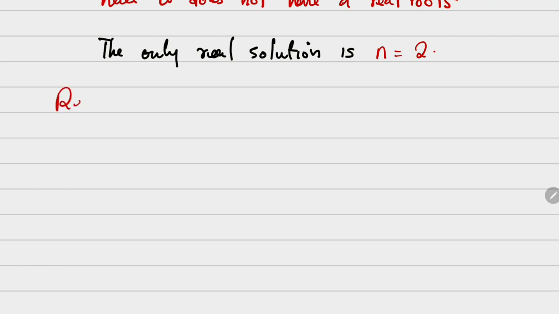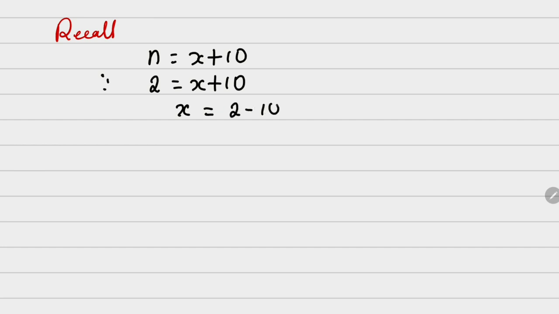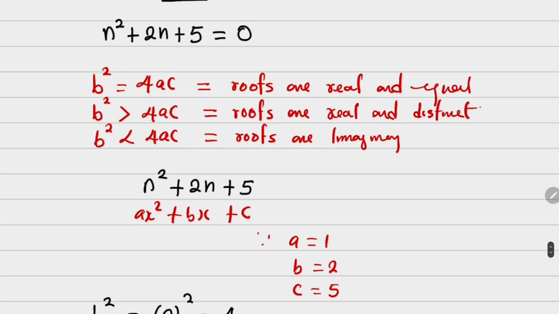Now, recall that we said n is equal to x plus 10. All right, therefore, here we're going to have 2 equals x plus 10. So x is going to be 2 minus 10. So our x is going to be minus 8. So we've succeeded in solving this question from beginning to end.